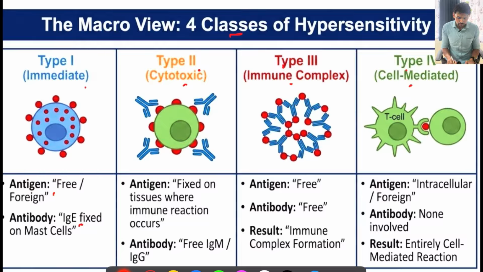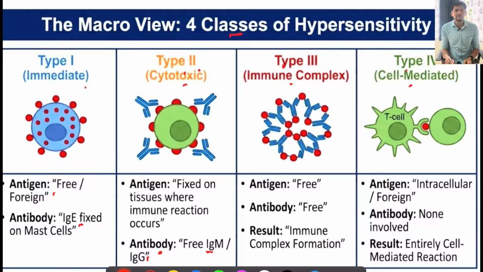But in type 2, the antigen is fixed over some tissue of our own body, for example in autoimmune hemolytic anemia. Over the RBCs there will be the fixed antigen, and to that a free floating antibody will come and react. That will lead to type 2 hypersensitivity reaction. Here the antibody is free and usually it will be IgM or IgG type.